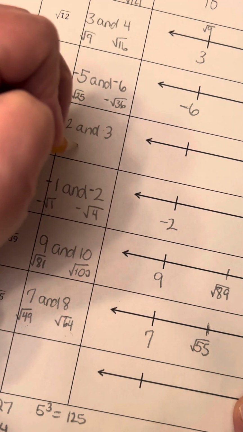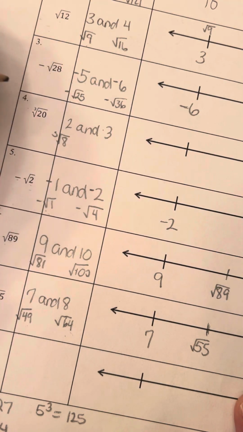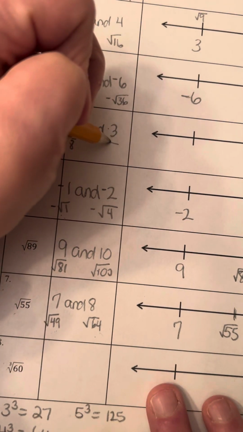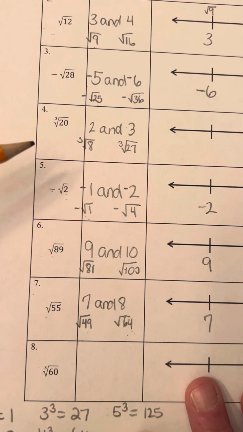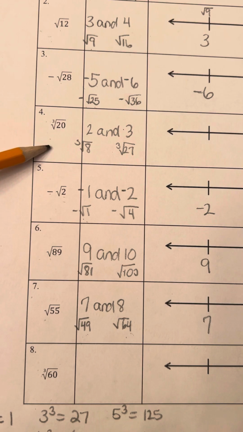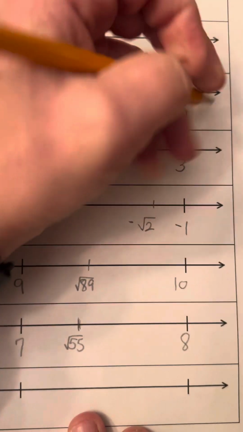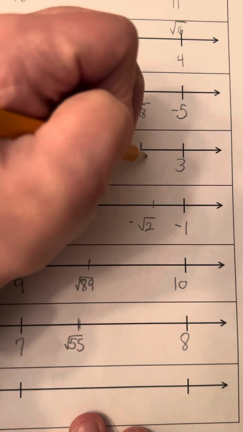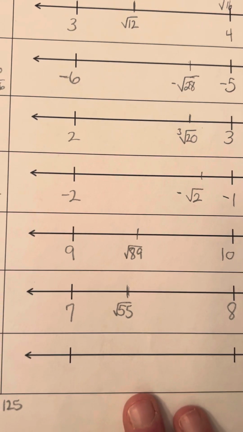Again, what I'm going to do with these, like I did with my square roots, is take the cube root of 8, which is 2, and the cube root of 27, which is 3. If I'm looking at the number 20, 20 is way closer to 27 than it is to 8. So we're going to put 2 here, we're going to put 3 here, and we're going to put the cube root of 20 about right here. That would be how you estimate that one.